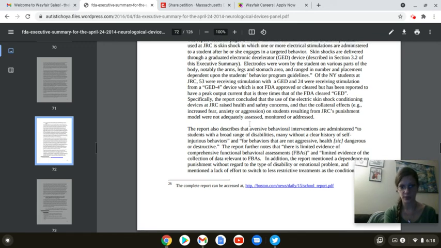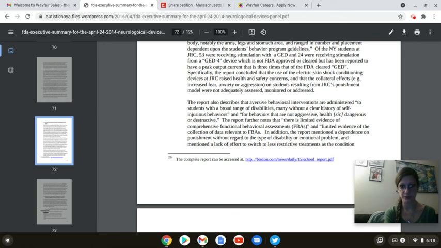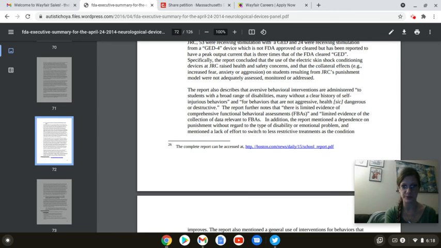Thank you. The report also describes that aversive behavioral interventions are administered to students with a broad range of disabilities, many without a clear history of self-injurious behaviors. Told you all. And for behaviors that are not aggressive, health dangerous, or destructive. The report notes that there is limited evidence of comprehensive functional behavioral assessments, FBAs, and limited evidence of collection of data relevant to FBAs. In addition, the report mentioned a dependence on punishment without regard to the type of disability or emotional problem. Cookie cutter approach. Fantastic. You're disabled, you get a shock.